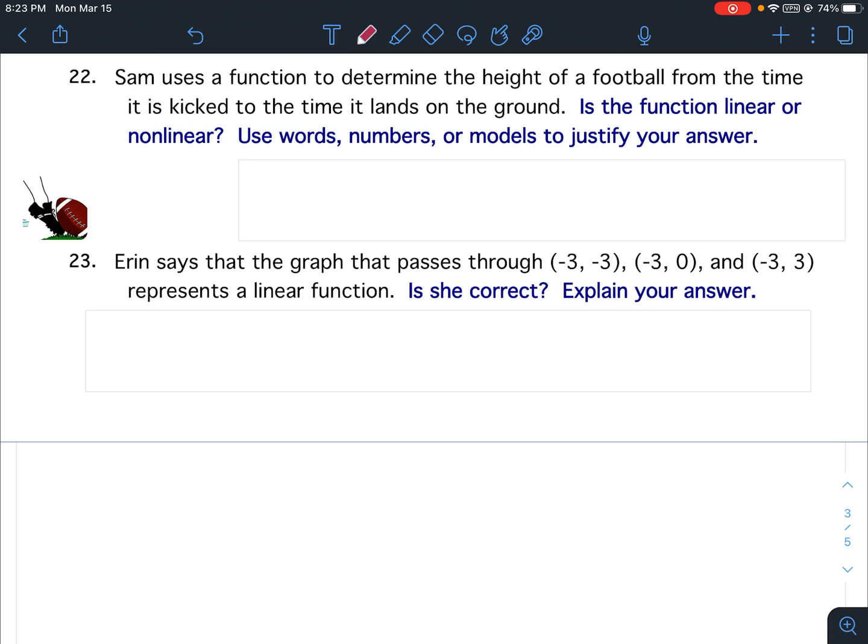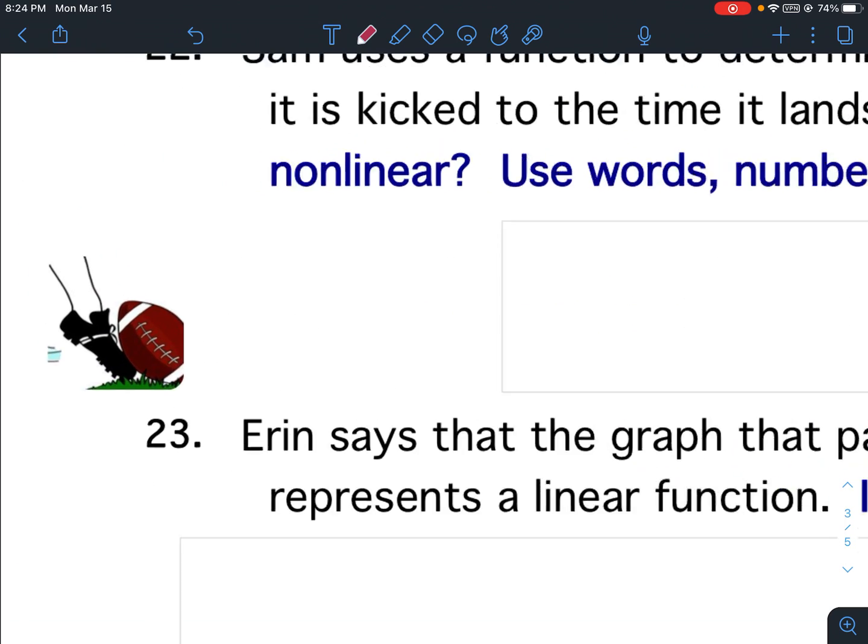Question number 22. Sam uses a function to determine the height of a football from the time it is kicked to the time it lands on the ground. Is the function linear or nonlinear? Use words, numbers, or models to justify your answer. We're going to actually use all three. Let's start with the model.